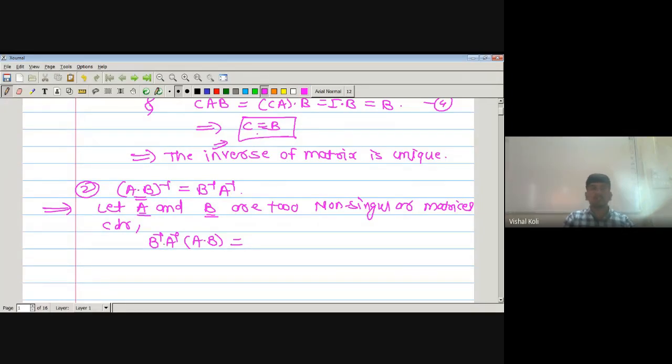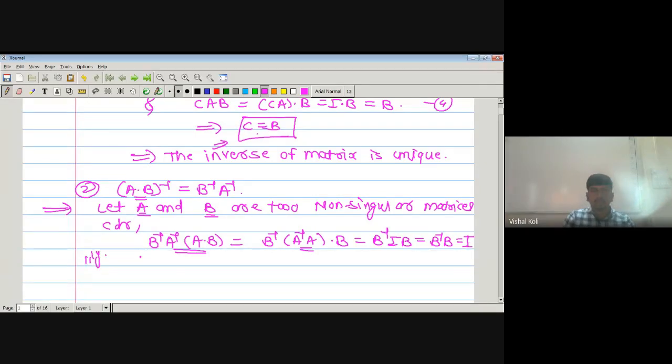is equal to I. So here we have considered B inverse A inverse into AB. But we know that matrix multiplication is associative, therefore we can write this as B inverse into (A inverse A) into B, which is equal to B inverse into, as A and B are two non-singular matrices, which implies they are invertible. As A is invertible, then A into A inverse will be equal to I. Therefore, its value is I into B. But I into anything is the remaining value, that is B inverse into B, and B inverse into B will be equal to I.